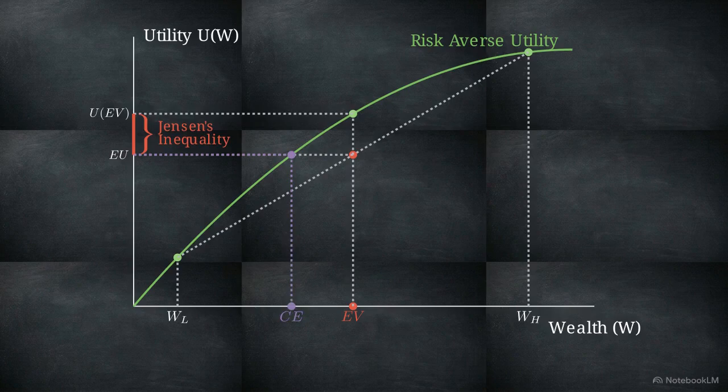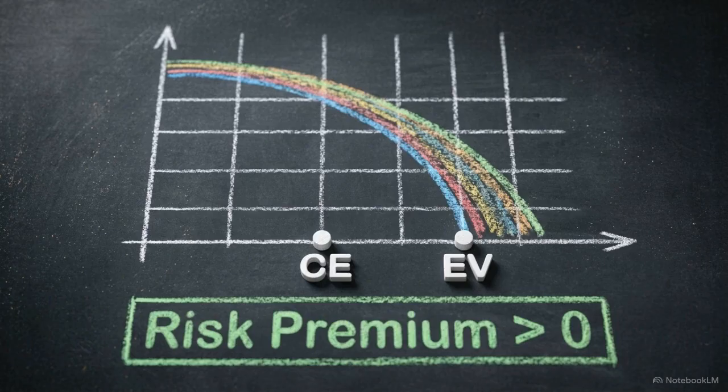The difference between the expected payout and certainty equivalent is the risk premium. This highlighted distance on the x-axis represents the financial penalty a person absorbs to eliminate variance. Risk premium equals expected value minus certainty equivalent. Because a risk-averse curve bends downward, the certainty equivalent always falls left of the expected value. Consequently, the risk premium is always a positive number.